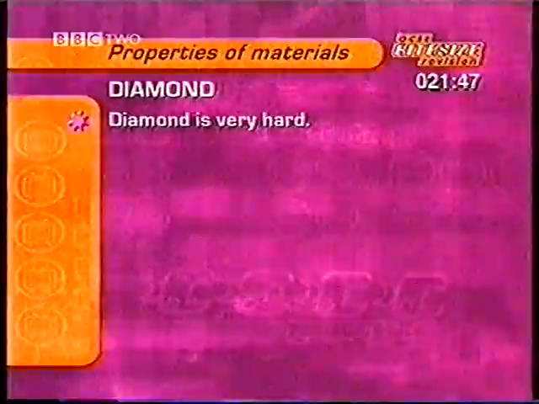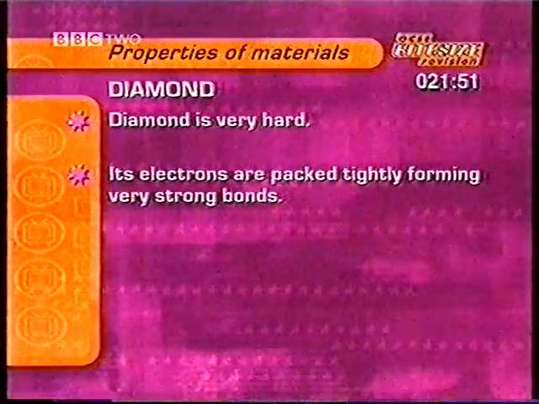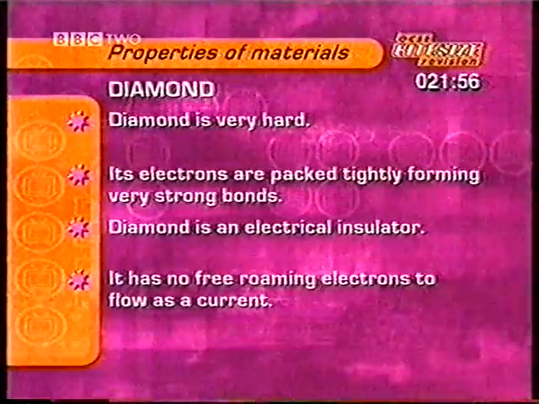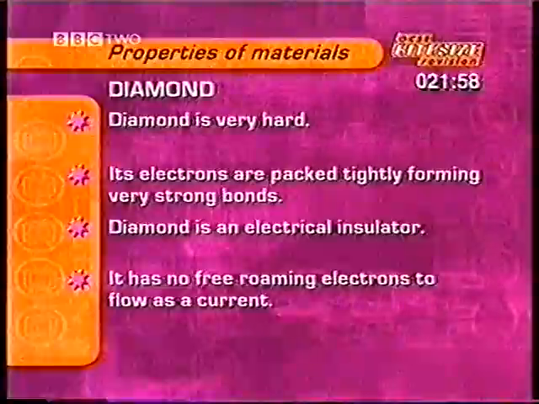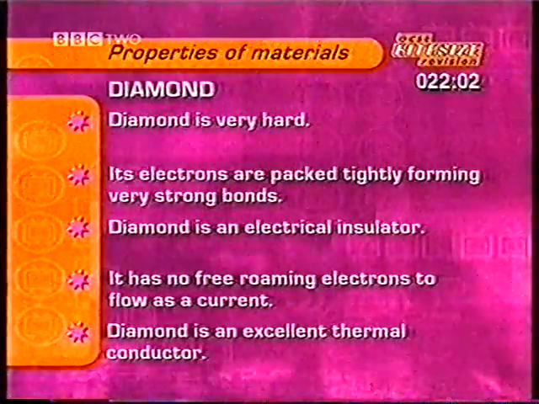Diamond is very hard. Its electrons are packed tightly between atoms, forming very strong bonds. Diamond is an electrical insulator. That's because there are no free-roaming electrons to flow as current. Diamond is also an excellent thermal conductor.